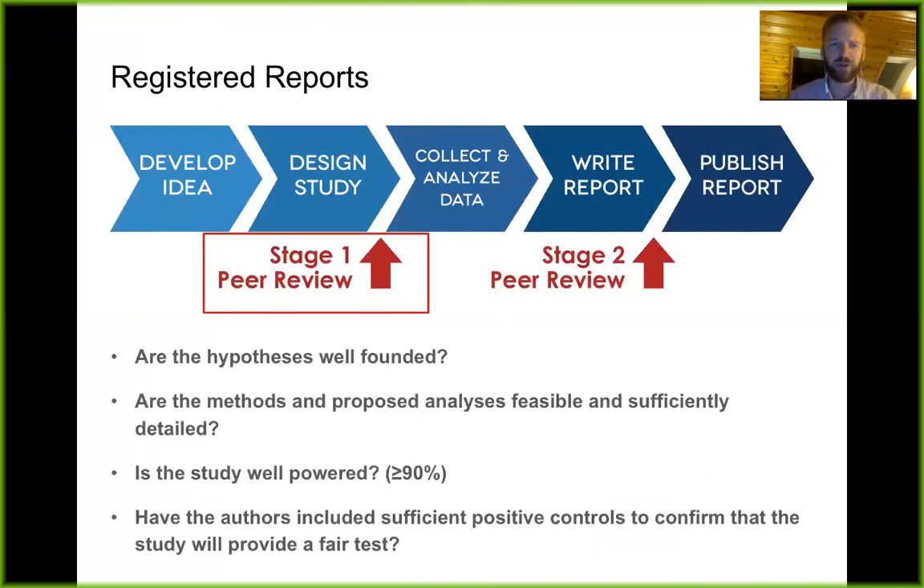So at stage 1 of peer review, the researchers ask, is the hypothesis well-founded? These are the questions that the peer reviewers and the editors will assess. Are the proposed methods feasible and detailed enough? Is the study very well powered? Usually it has to be over 90% powered to find a significant effect. And have the authors included sufficient positive controls to confirm that the study will provide a fair test?